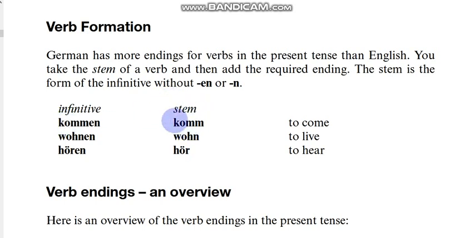Stem, komm. Wohnen, to live. Infinitive, wohnen. Stem, wohn. Hören, to hear. Infinitive, hören. Stem, hör. Verb endings: an overview. Here is an overview of the verb endings in the present tense.